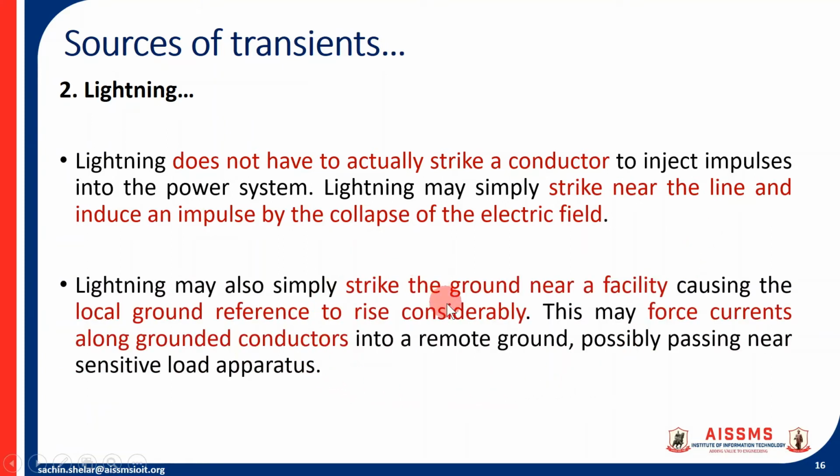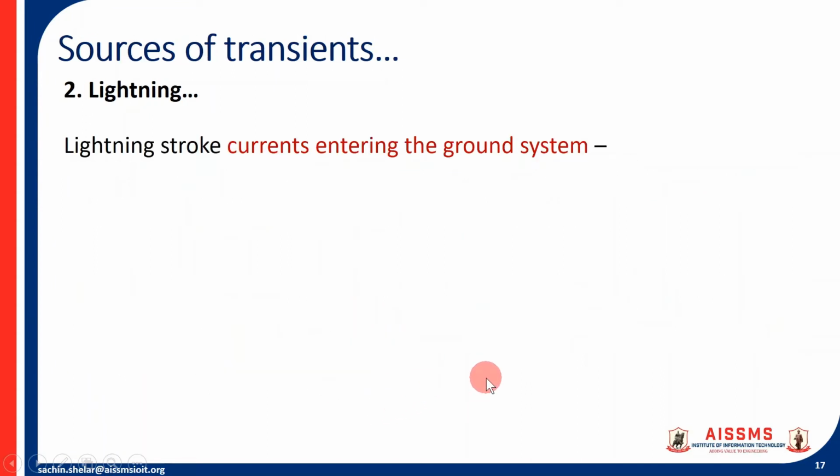Lightning may also simply strike the ground near a facility, causing the local ground reference to rise considerably. This may force currents along with the grounded conductors into the remote ground, possibly passing near sensitive load operators, and this causes another power quality problem.